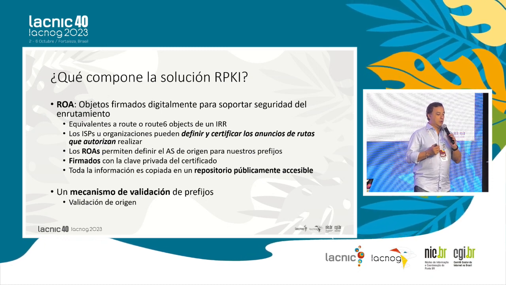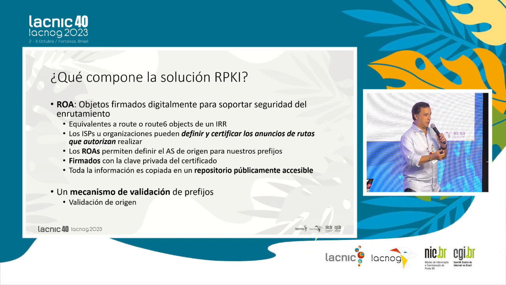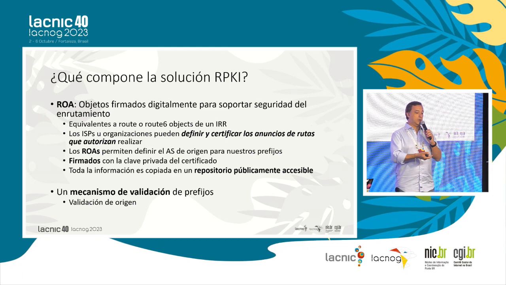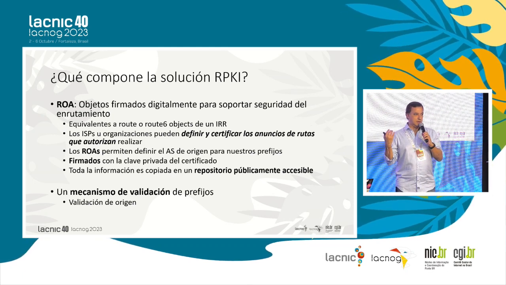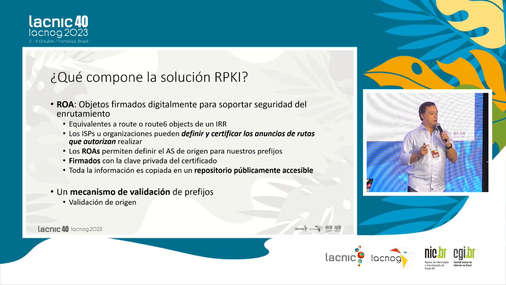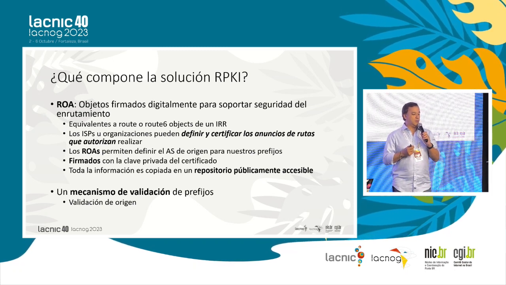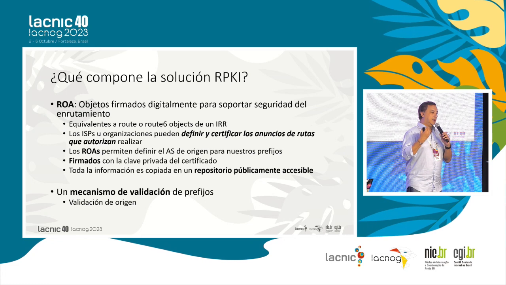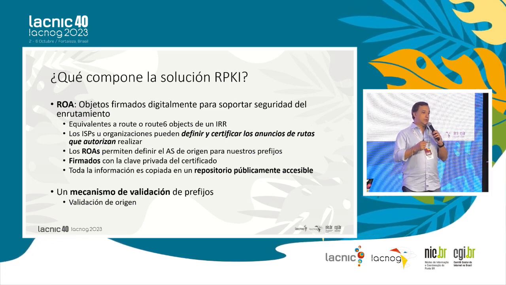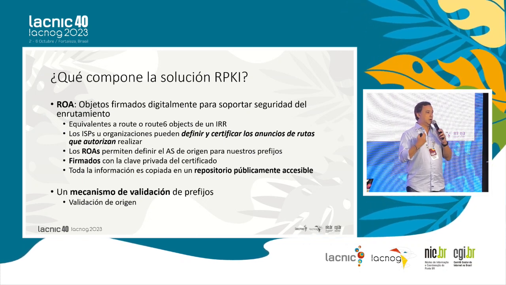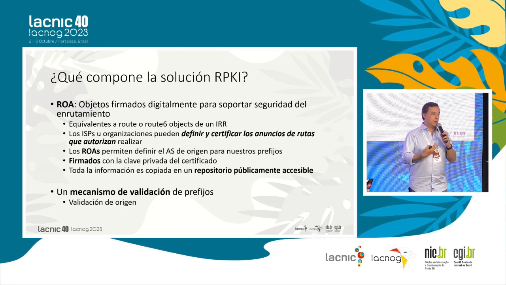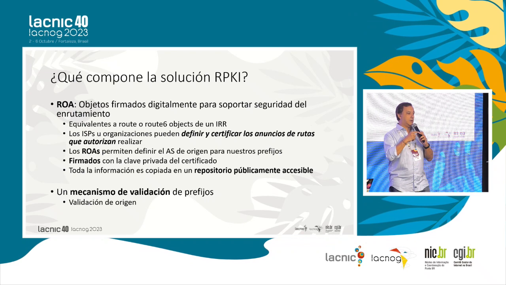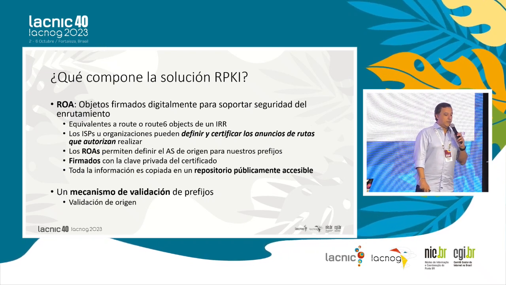So RPKI is based on two parts. One is the ROAs, digitally signed objects. When the organization receives the resources, they receive a digital certificate, and they will have a private key with which they will be able to sign these objects. The ROAs are no different from what we saw earlier in an IRR, in the route objects, route6, but the difference is that they are signed. So there are ways you can validate that whoever generated that ROA, that is, the association between a prefix and the origin autonomous system, is the organization that received the resources, because there's a public and private key system behind it, and only the one that received the resource will have the key to sign the ROA.